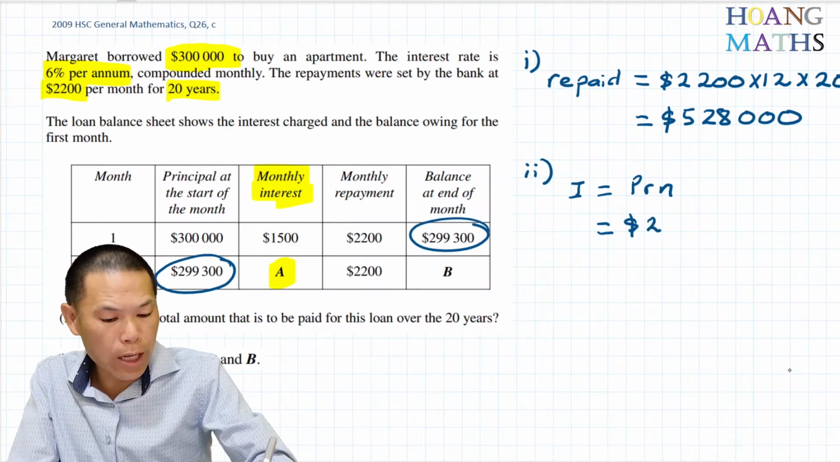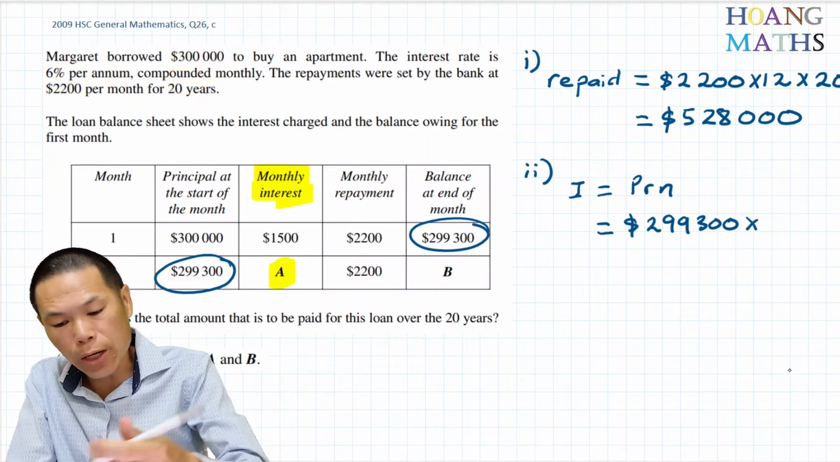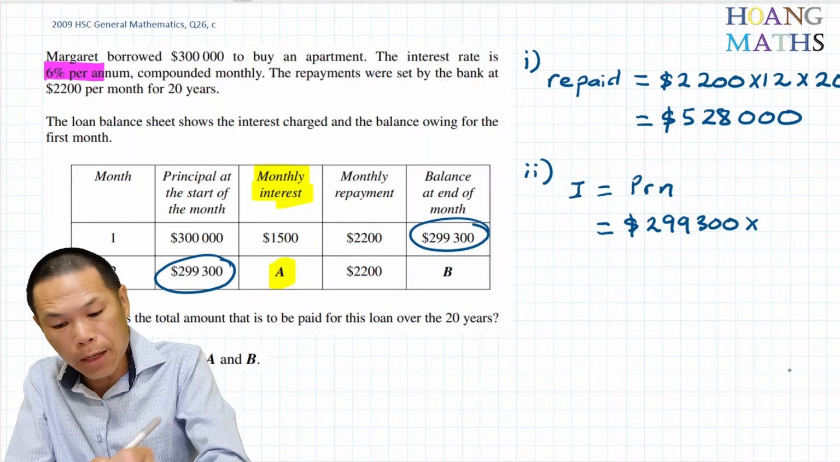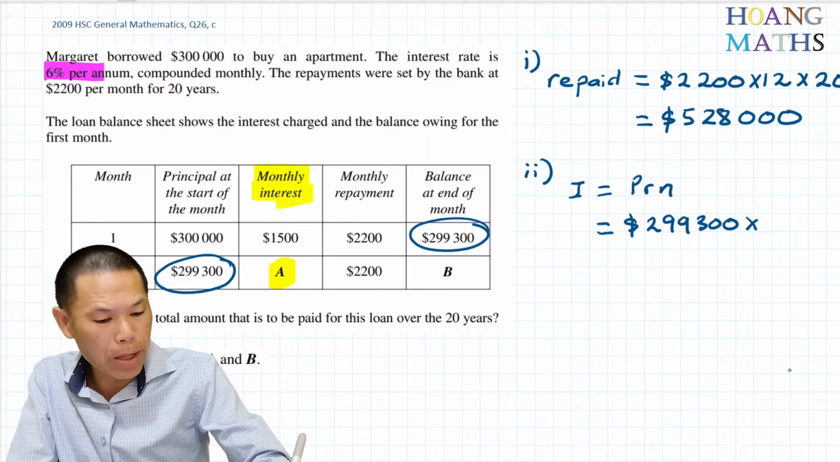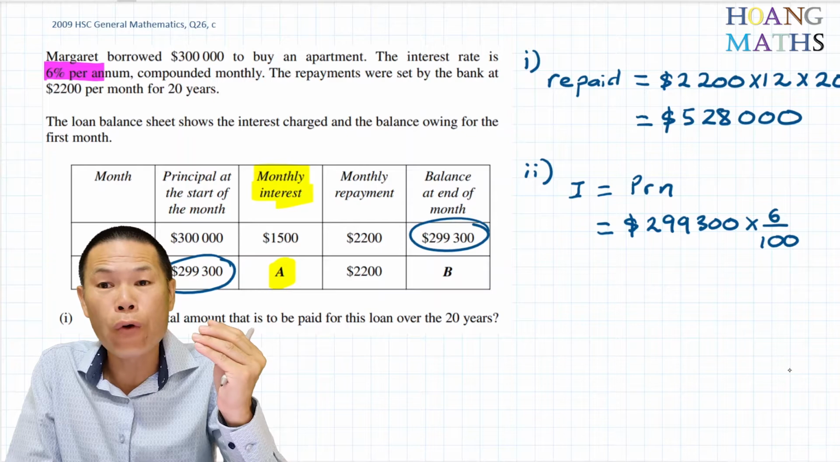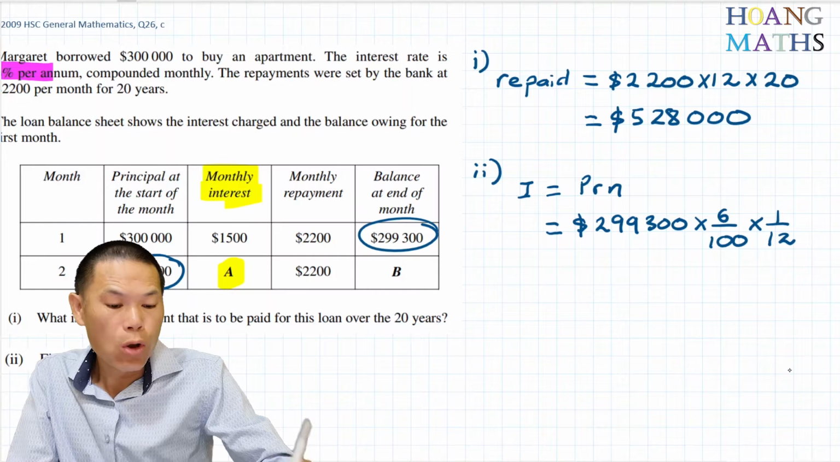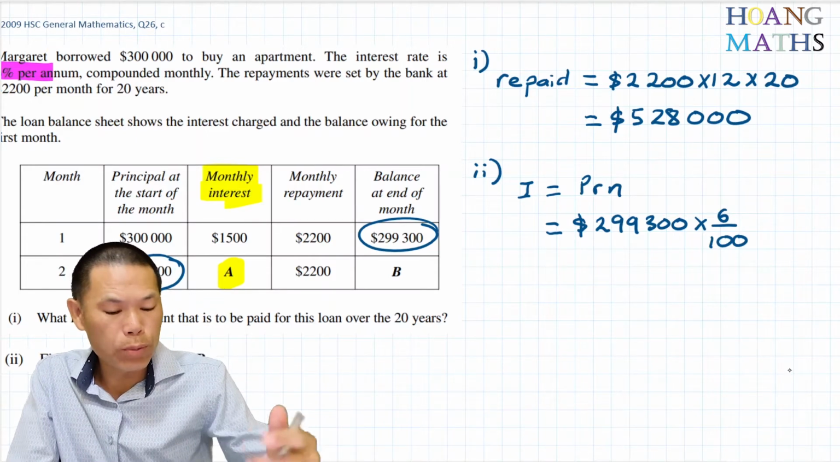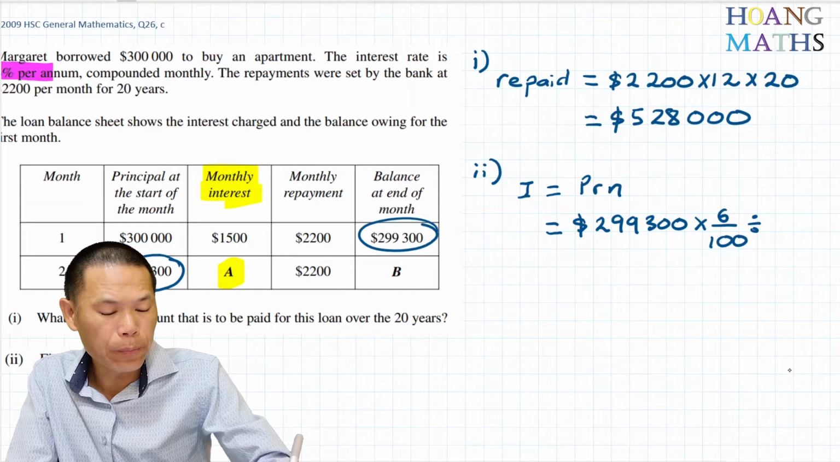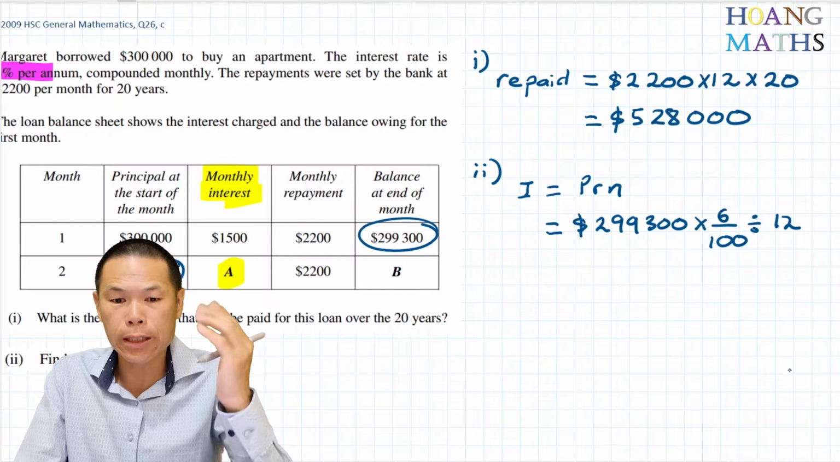So $299,300, and we times by the interest rate. The interest rate is 6% per annum, which is times by 6 per 100. And that is for 1 year. And we have to work out the interest for 1 month. So which is times by 1/12. Or you can divide by 12 because this interest is for 1 year. So divide by 12 or times 1/12 if you like, because there are 12 months in a year, okay?